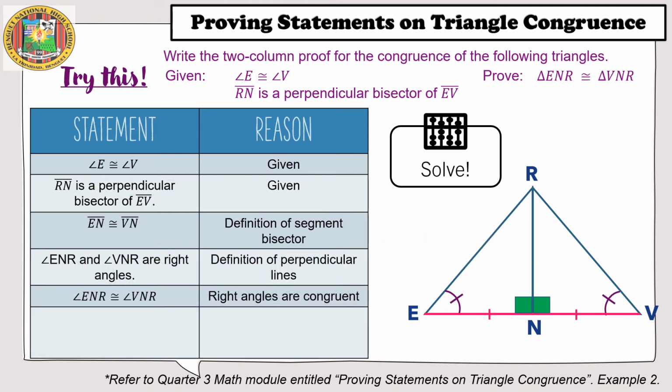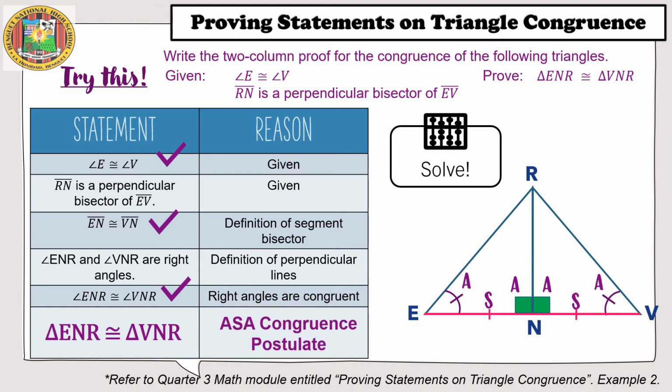Checking our statements, we see that we have a pair of angles, a pair of sides, and another pair of angles that are proven congruent. In particular, the identified sides are included between the angles. This means we can now write our triangle congruence statement. Triangle ENR is congruent to triangle VNR, and support it with the reason that it satisfies the ASA congruence postulate.